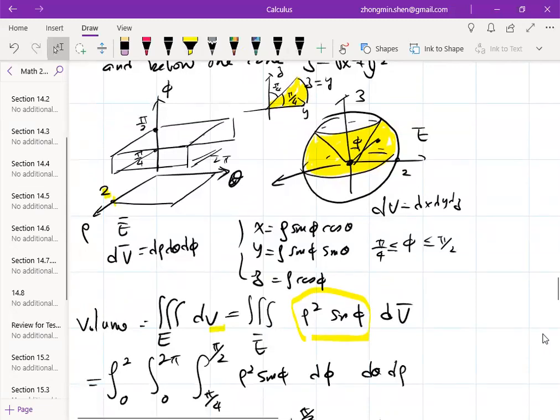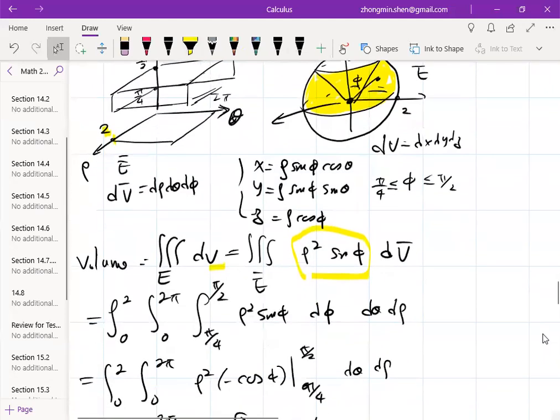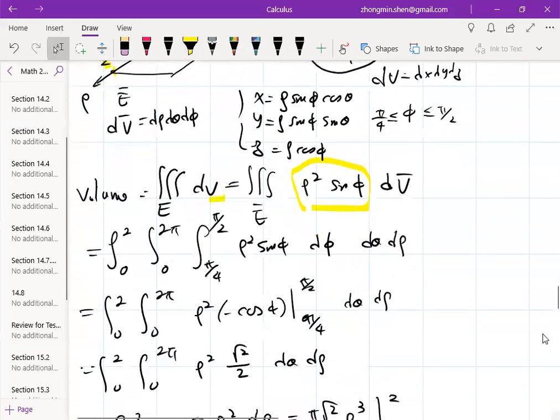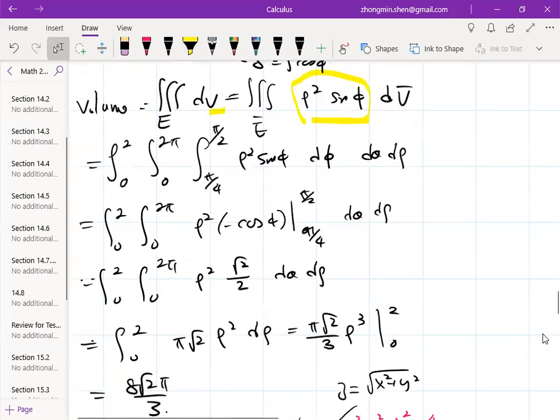Then, because E bar is a box, right? It's the pre-image of that region. So then you can quickly write down the iterated integral, then you find the answer, okay? And then evaluate each integral one by one, and finally you get 8 square root 2 pi divided by 3.